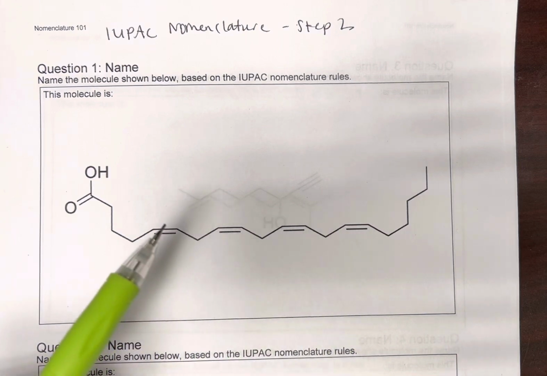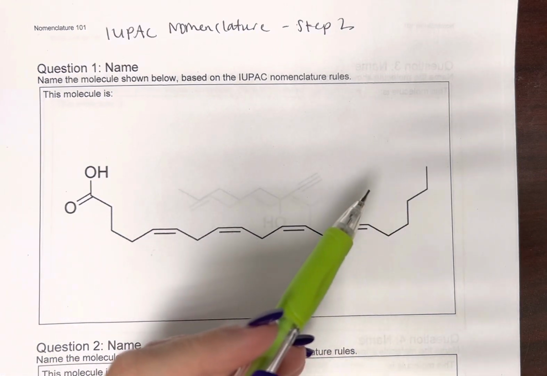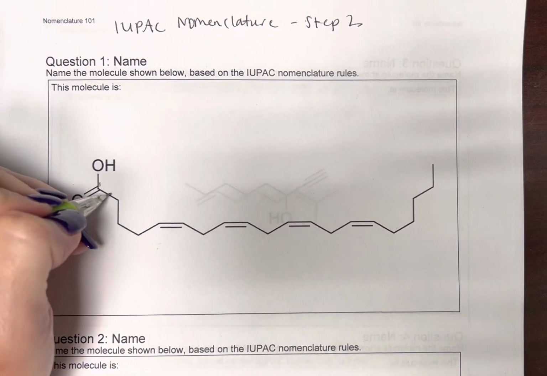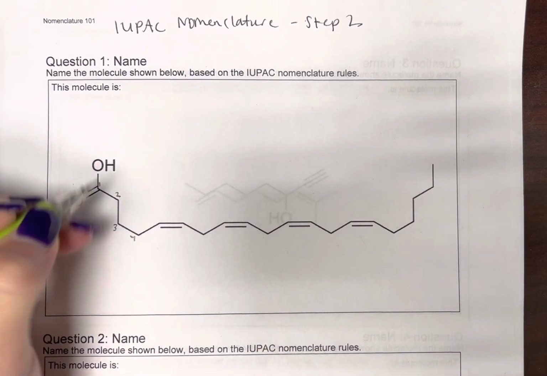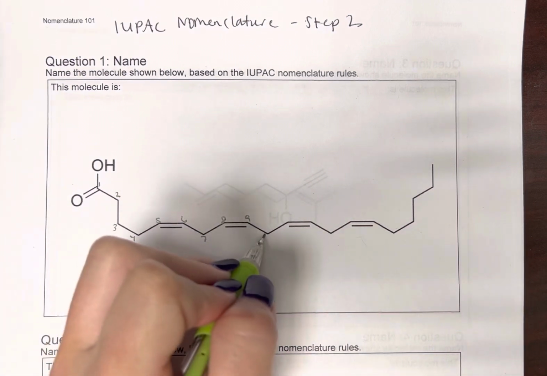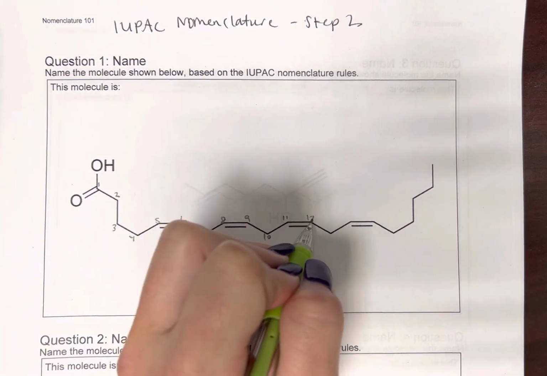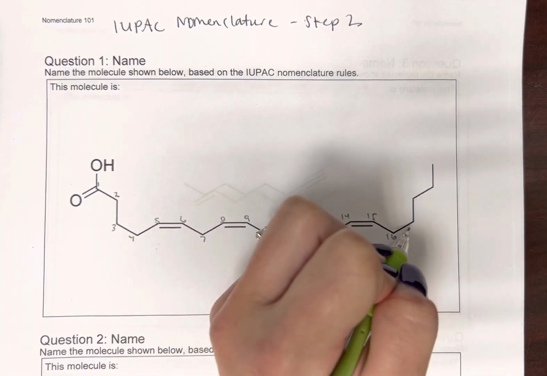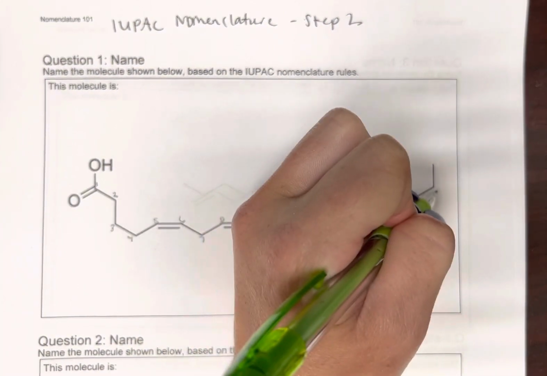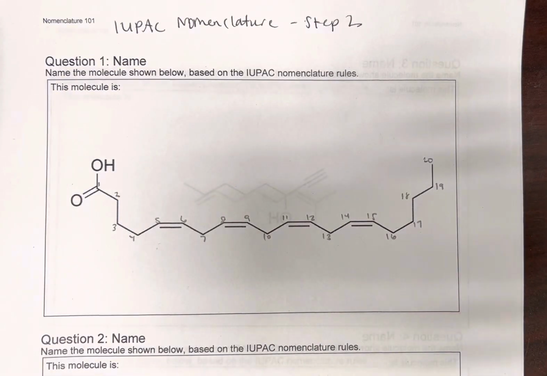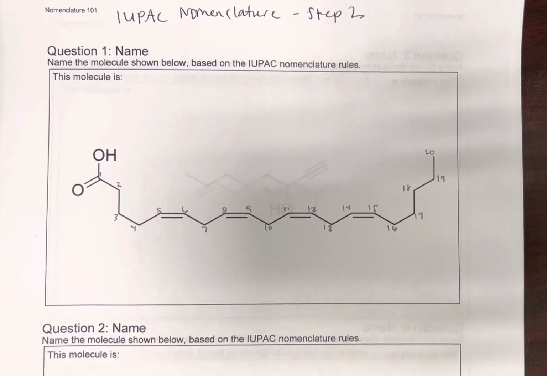All right. So I'm going to start from this end and number these: 1, 2, 3, 4, 5, 6, 7, 8, 9, 10, 11, 12, 13, 14, 15, 16, 17, 18, 19, 20. Get in the habit of numbering your carbons. And you could have started the other way.